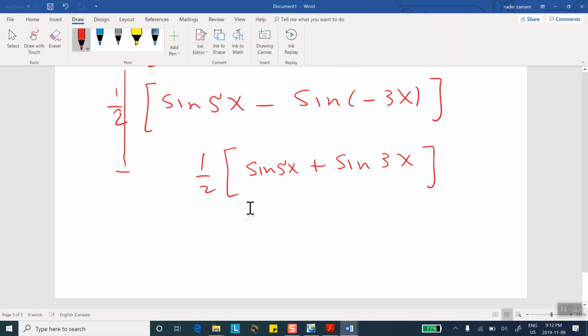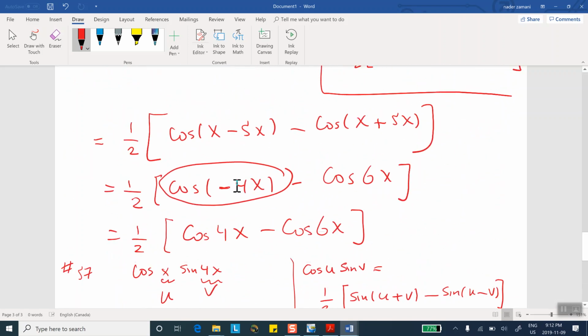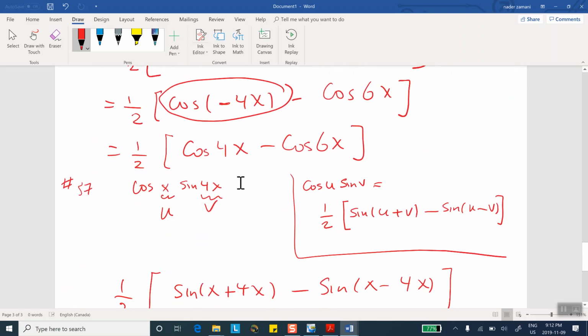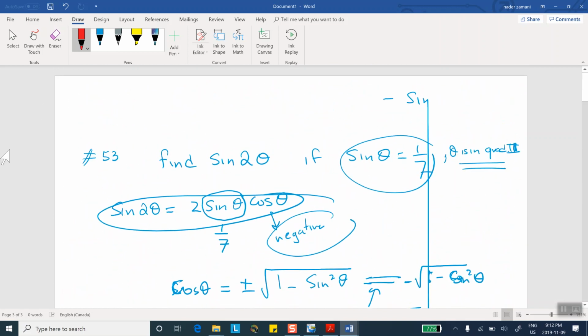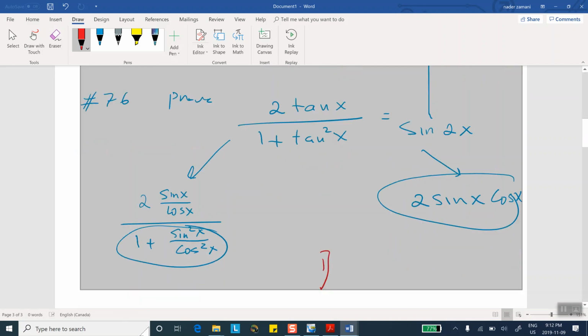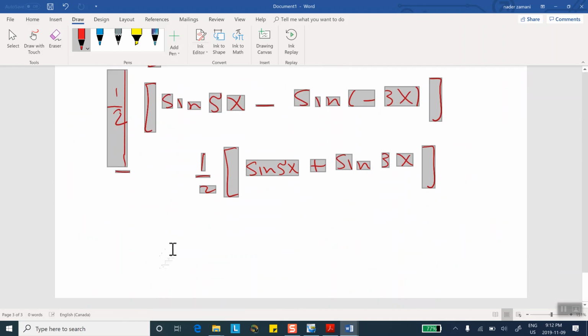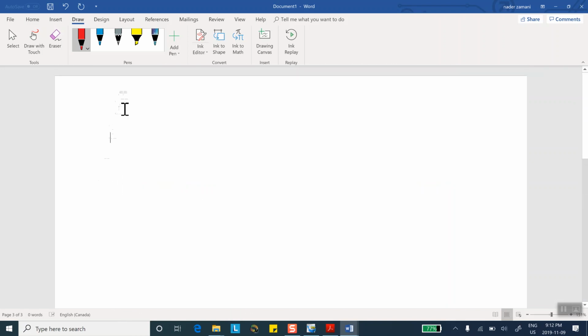Okay, so which one was this? This was number, I think it was number 58, was it not? This was 57. Let's go and do number 58. I want to finish this box and then we move on to another video. Okay, so number 58, and it looks like this. Cosine of 5x, cosine of 3x.